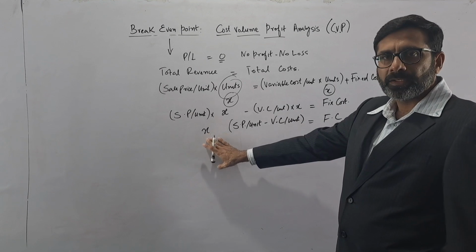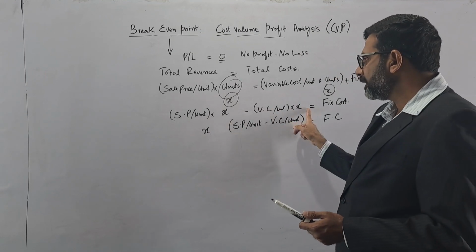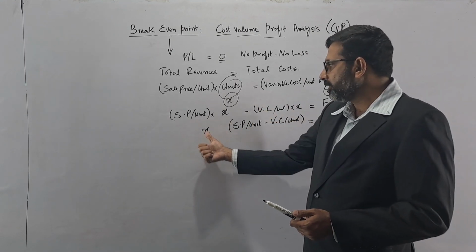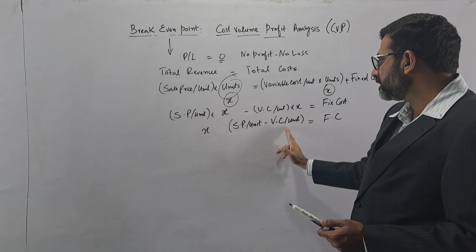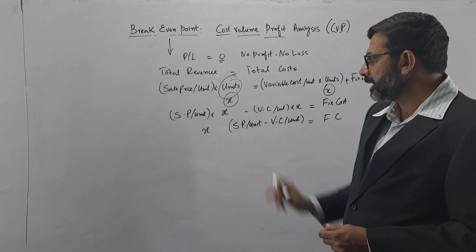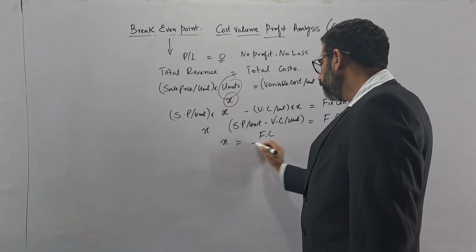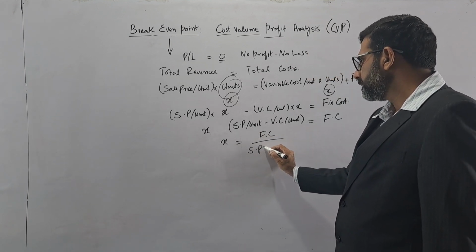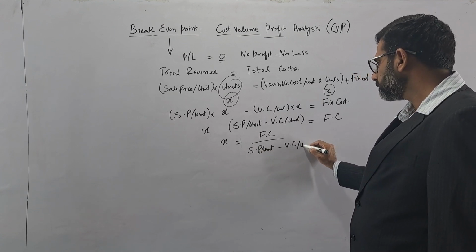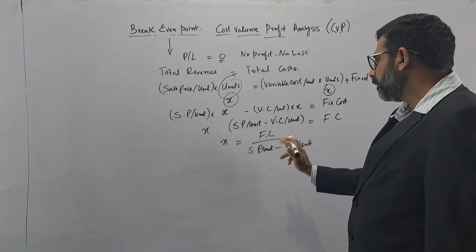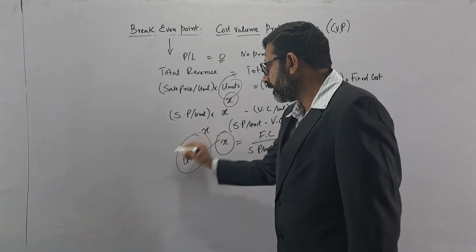So x is common here, so we took the common x out of the equation. We have the sale price per unit and the variable cost per unit, so it is the sale price per unit minus the variable cost per unit, times x. So if we want to calculate x, it will be the fixed cost divided by the sale price per unit minus the variable cost per unit. Now what is the meaning of x? As we have already said, it is the number of units.